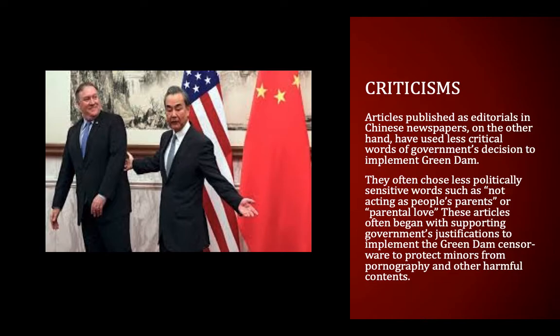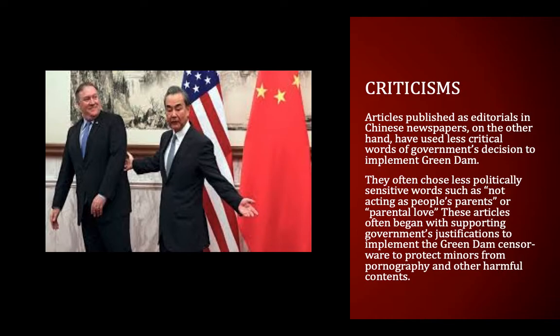For example, in this newspaper, they said they often choose less politically sensitive words such as not acting as the people's parent, or parental love. These articles begin with supporting the government's justification for implementing Green Dam censorship to protect minors from pornographic and harmful content. So even though there's a lot of pushback, a lot of people don't want to push the party to the point of them just saying, "Oh, you're not a part of the party."